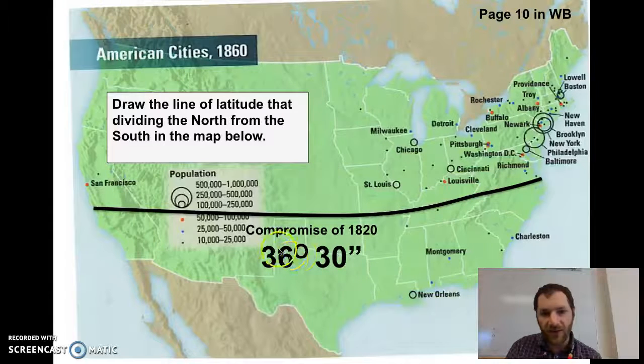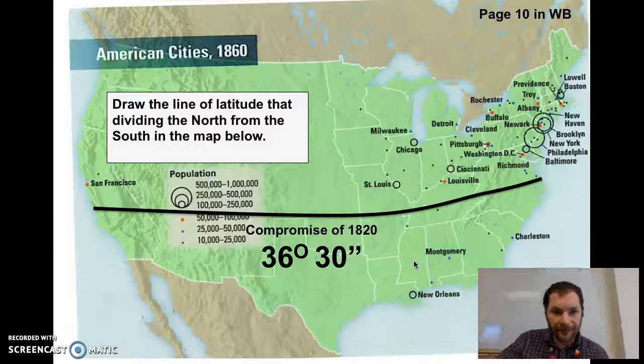The states said, let's make a line: anything north of 36 degrees 30 minutes north latitude, we're going to have be free of slaves, and anything south of this line, slavery can be legal.